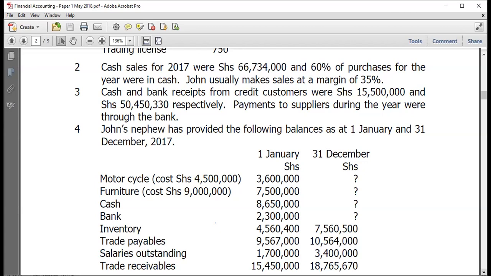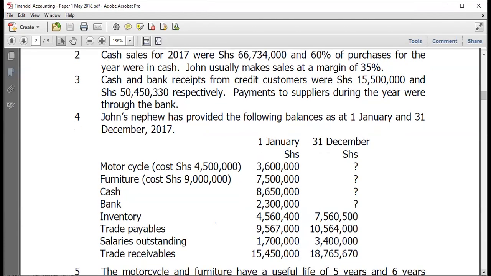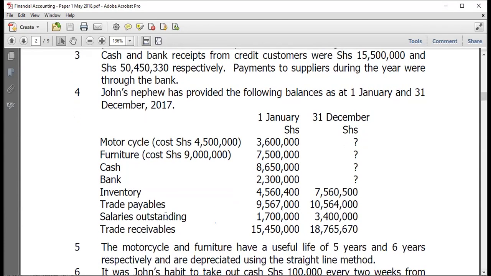Trade payables is 9,567,000. And then December, 10,564,000. Okay. We also have salaries outstanding. Okay. Salaries outstanding. We have 1.7, we are starting with. And then we have 3.4 that we have at the end of the year.